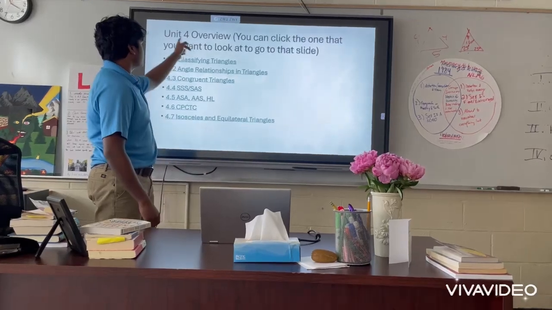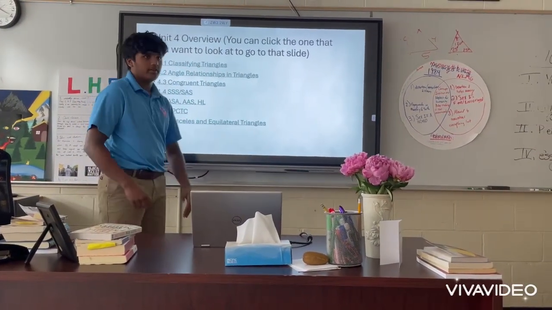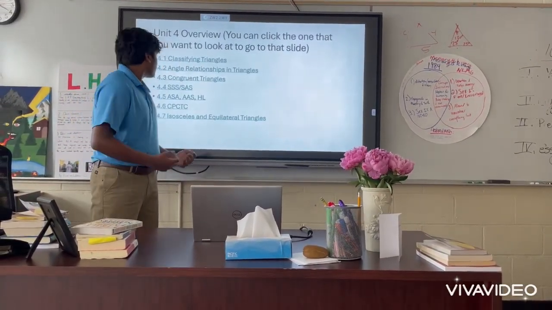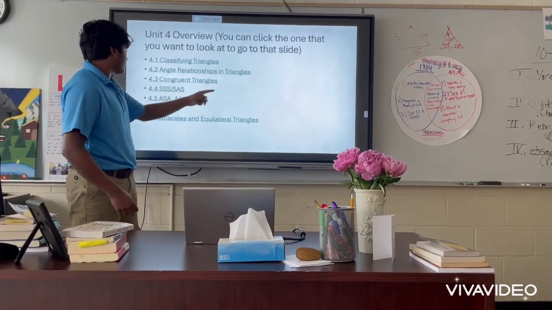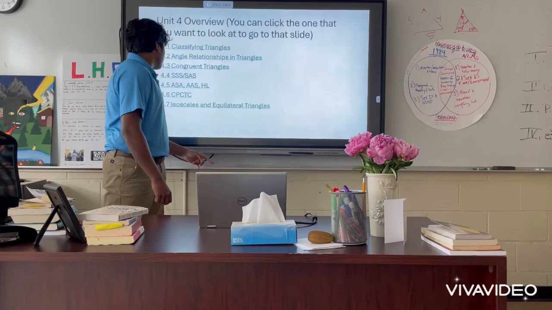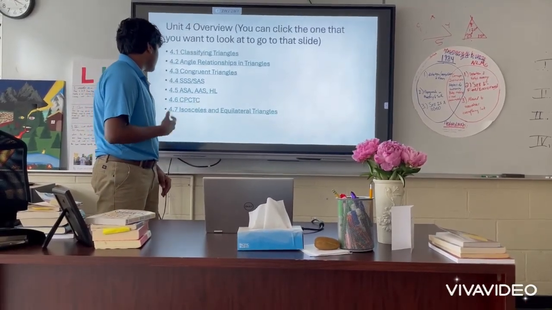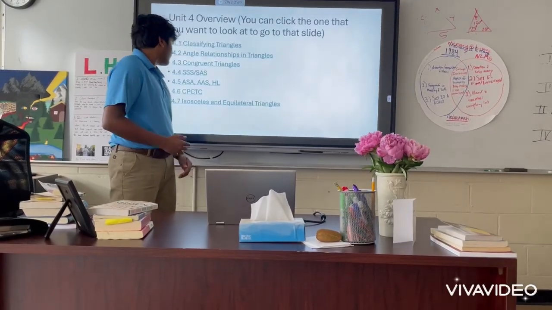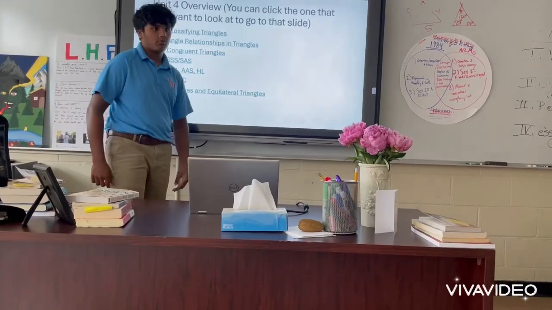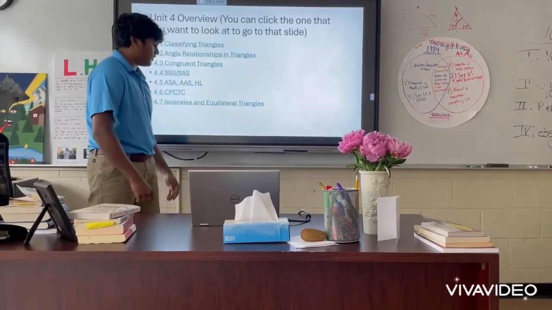So this is a Unit 4 overview. You can click the one that you want to look at and slide. 4.1 is classifying triangles. 4.2 is angle relationships in triangles. 4.3 is congruent triangles. 4.4 is side, angle, side. 4.5 is angle, side, angle, angle, angle, side, and HL. And then 4.6 is CPCTC. 4.7 is isosceles and equilateral triangles.